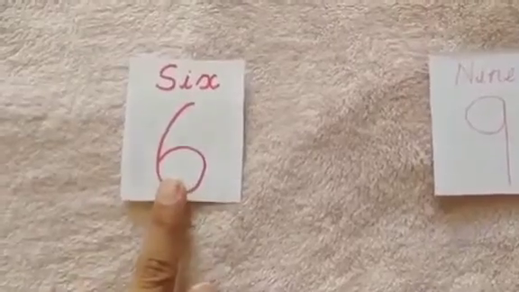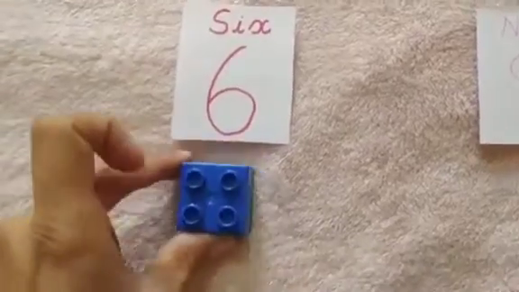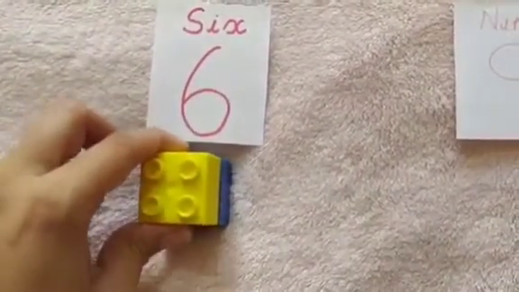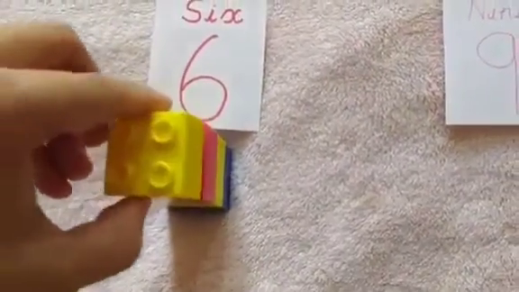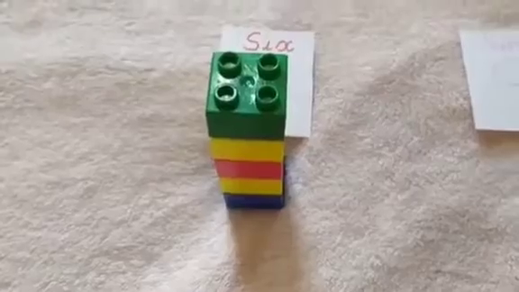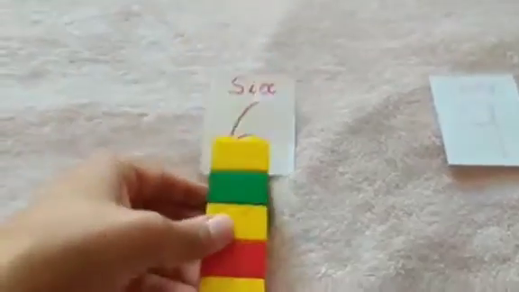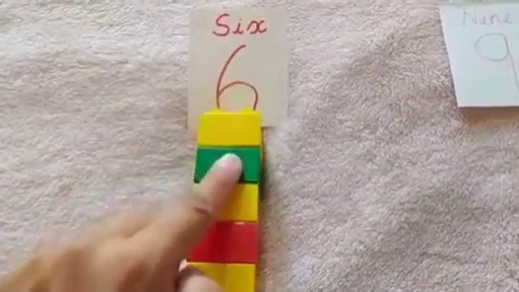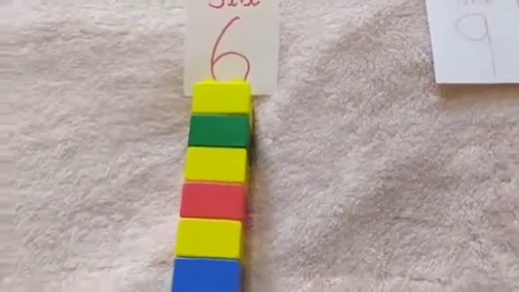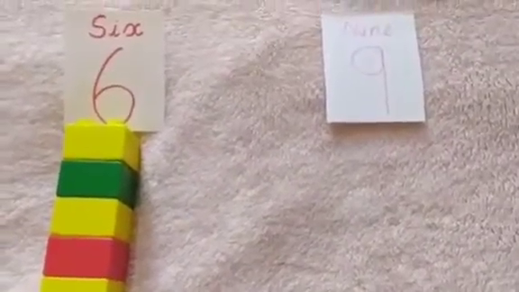First, let's make a tower using 6 blocks. I have here 1, 2, 3, 4, 5, and 6. Yes, so there are 6 here. Let's count like this. 1, 2, 3, 4, 5, 6. Yes, so here I have 6 blocks. The next number is number 9.